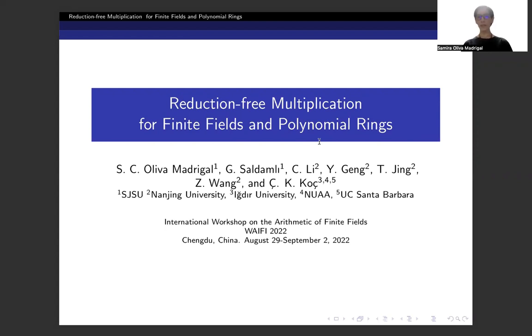WAIFI 2022. Today, I will be presenting a collaborative effort with Dr. Soldamli, student Chen, student Yue, Dr. Jing, Dr. Wang, and Dr. Koch, and that is reduction-free multiplication for finite fields and polynomial rings.